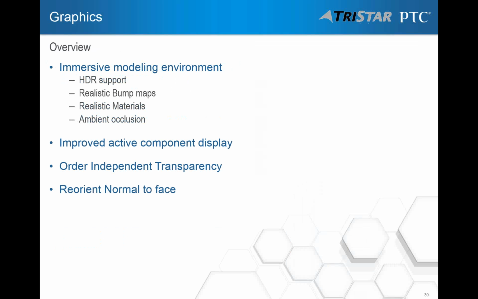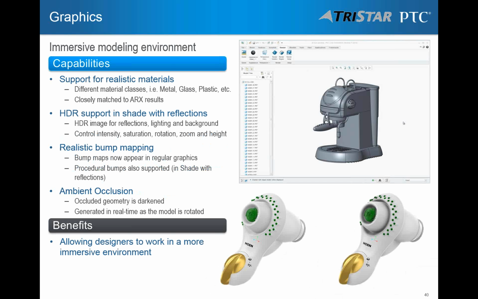Some graphics improvements through the rendering tools. We have now support for high dynamic range, realistic bump maps, realistic materials, and ambient occlusion, improved active component display, order independent transparencies, and now the ability to reorient our models normal to a selected reference or face of the model.